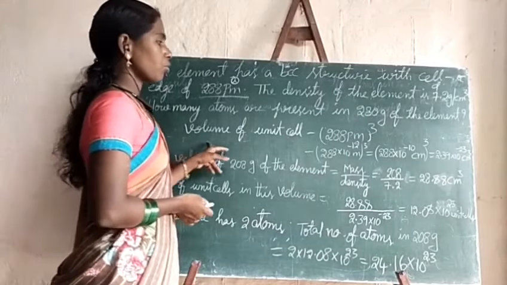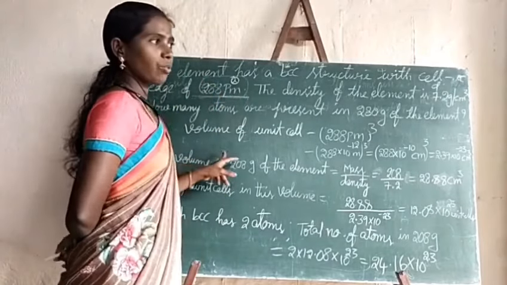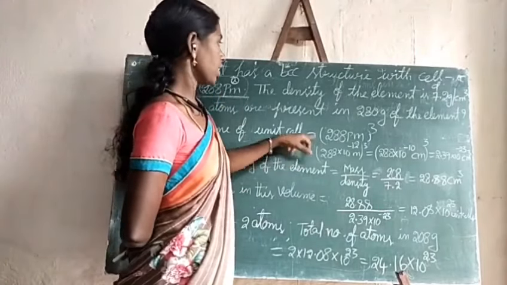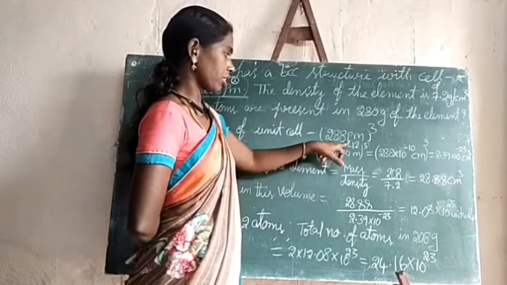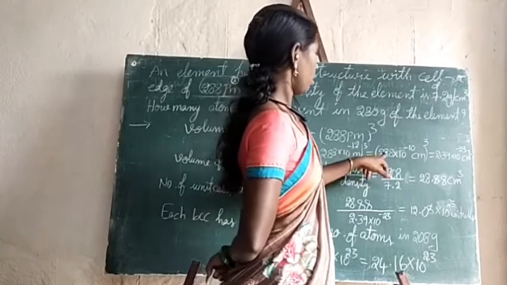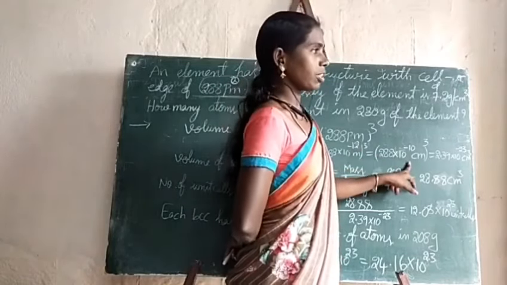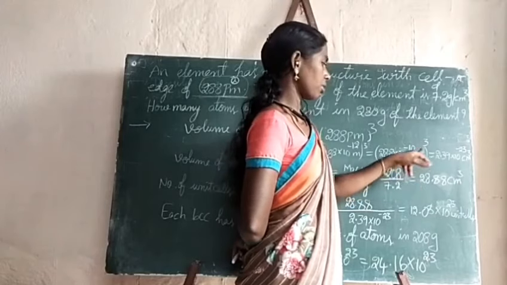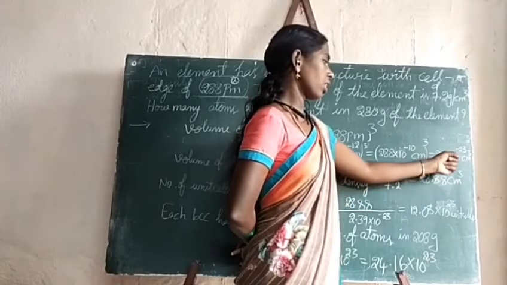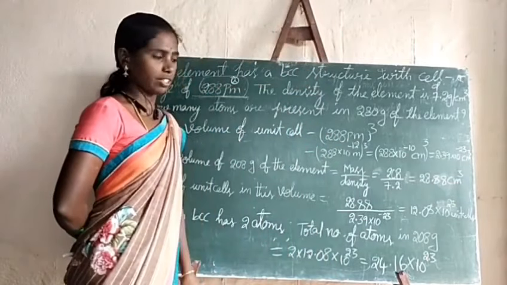Now volume of the unit cell. As they gave us edge length, we can calculate the volume as A cube. So 288 picometers they gave us. 1 picometer is equal to 10 to the power of minus 12 meters, cubed. If we convert that meters into centimeters, minus 12 becomes minus 10. So if we do that, we can get 2.39 into 10 to the power of minus 23 centimeter cube.